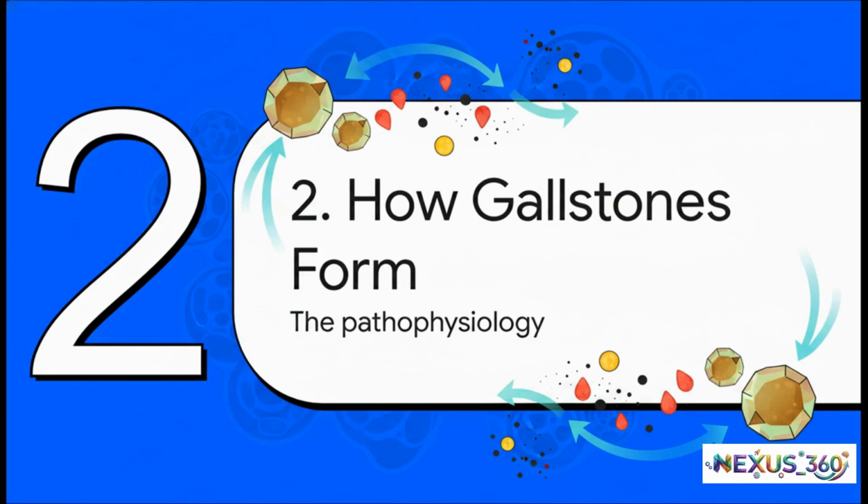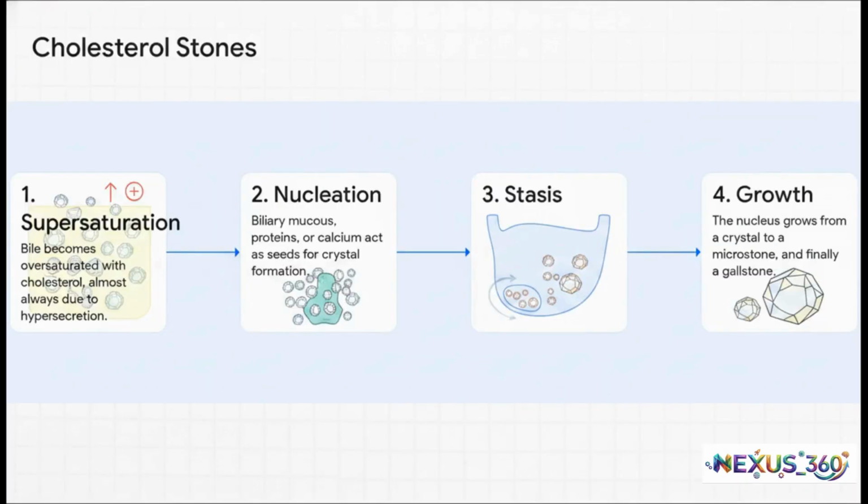Well, that brings us right to Section 2, the pathophysiology, or the how of stone formation. This slide lays out the 4-step recipe for making a cholesterol stone, and it's actually pretty logical. Step 1, supersaturation. Your bile just has way too much cholesterol in it. Step 2, nucleation. You need something for those cholesterol crystals to grab onto, a little seed to start the process. Things like mucus or calcium act as that seed.